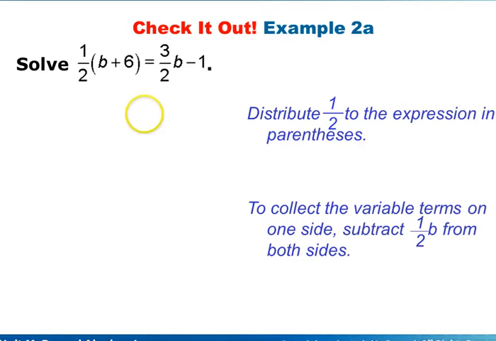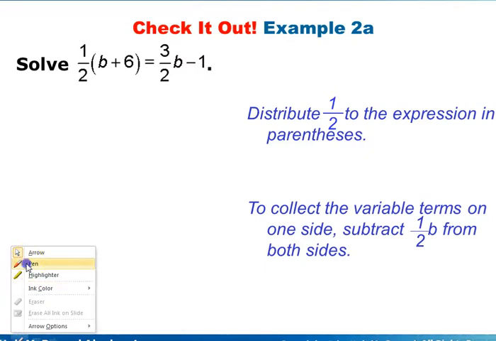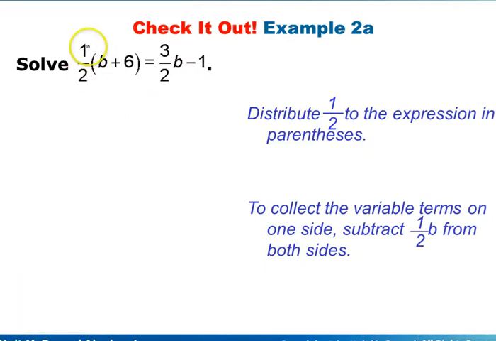Alright, so let's do one now with fractions. Just because we see a fraction does not mean that we need to start panicking. Here, this is saying to take half of the quantity of b plus 6 is equal to 3/2 of b minus 1. So first thing, I want to distribute the half to everything inside the parentheses. So half of b will be half b, and half of 6 will be positive 3.